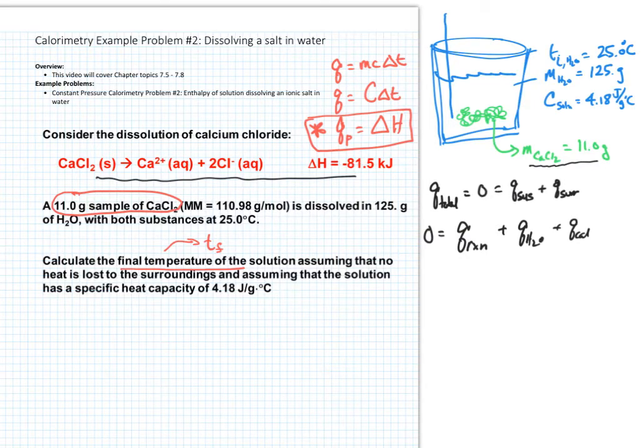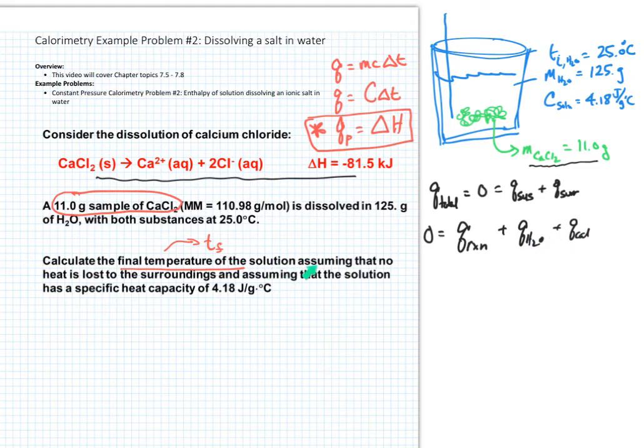So just to recap, I always start with this equation. Q total equals 0 equals Q sys plus Q surroundings. Now we need to figure out what makes up the system and what makes up the surroundings. The system is this chemical reaction. It's us pouring 11 grams of this into the water, it dissolving, and then releasing heat. So we express that with Q reaction. The surroundings are the water that it goes into plus the calorimeter.